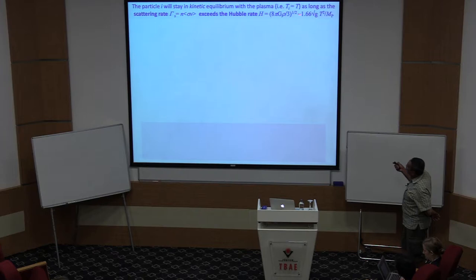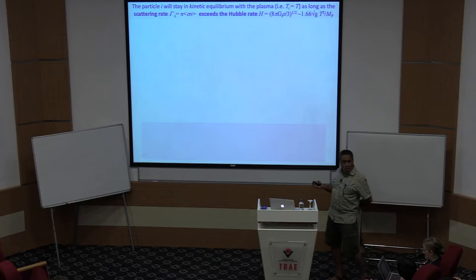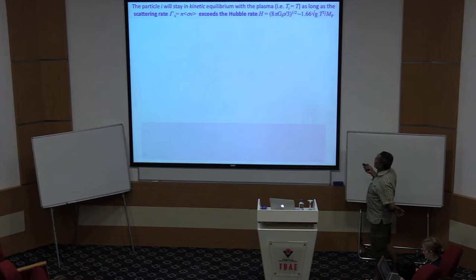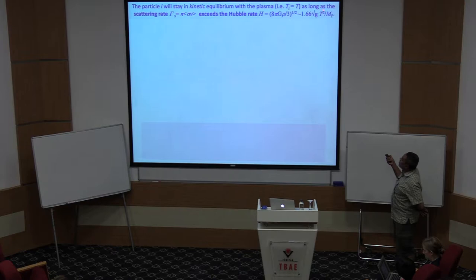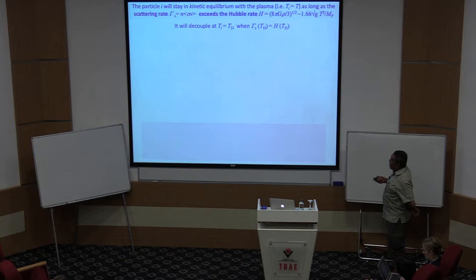The Hubble rate at this time is the square root of the energy density. Energy density is dominated by radiation, which goes as T to the 4, so the Hubble rate goes as T squared. And the 8 pi G is basically the Planck mass squared, so therefore it goes as T squared over m_P, times a numerical factor, which is not very big, a maximum of a factor of 10. So the decoupling happens at the point when these two rates are equal.